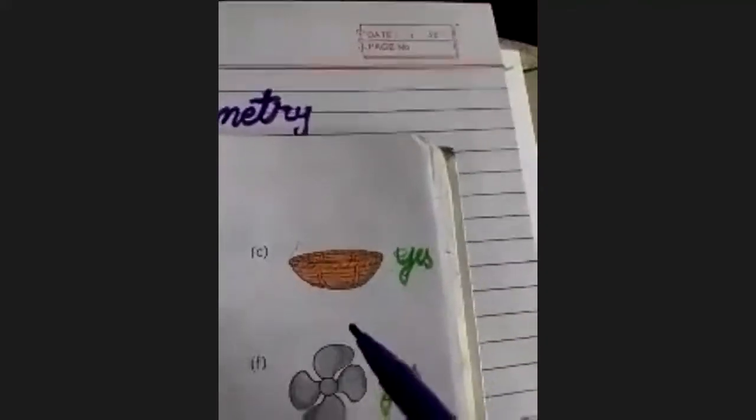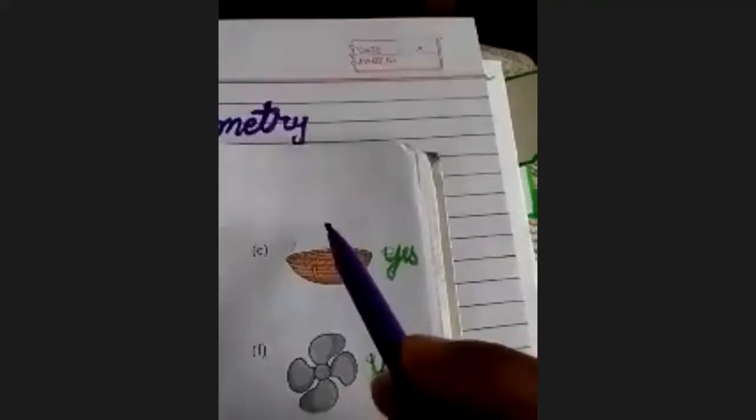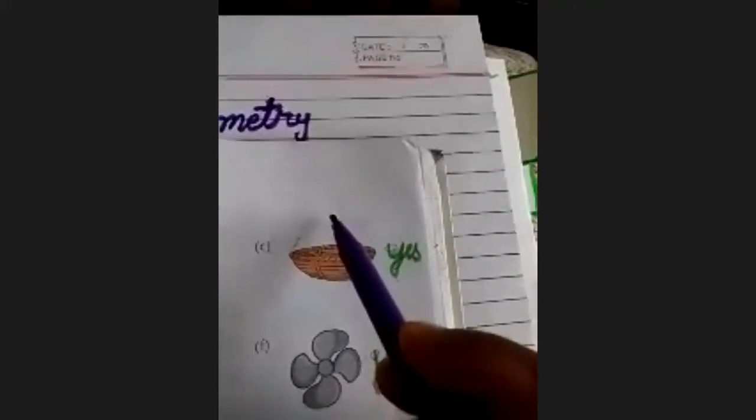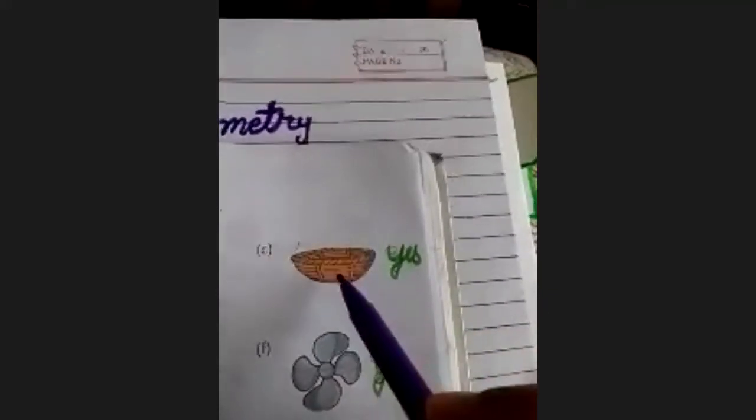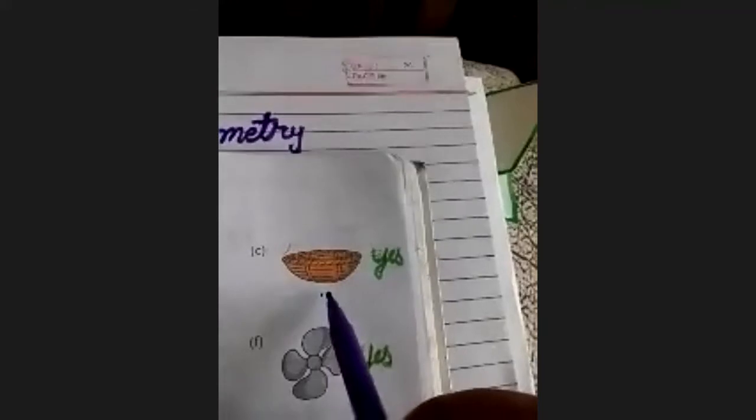Now part C, the basket. You can divide this basket into two equal parts by giving it a cut at center. So this is a symmetrical object. Your answer is yes.